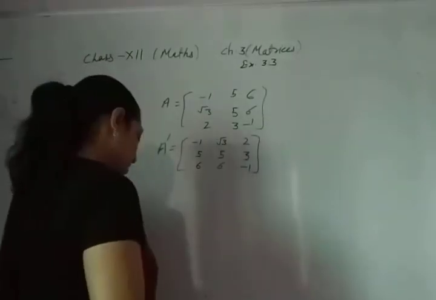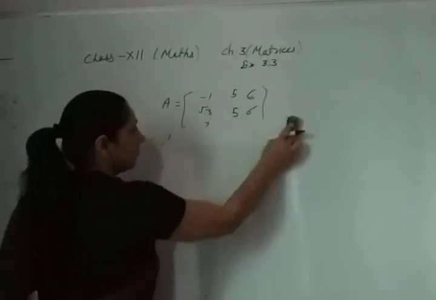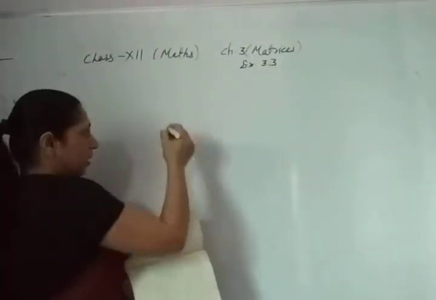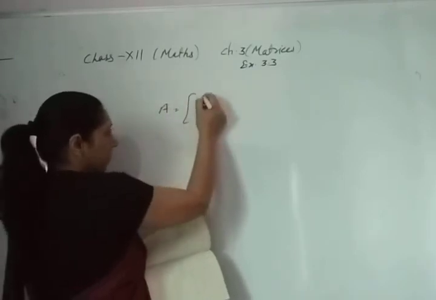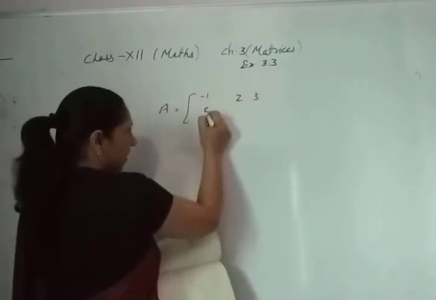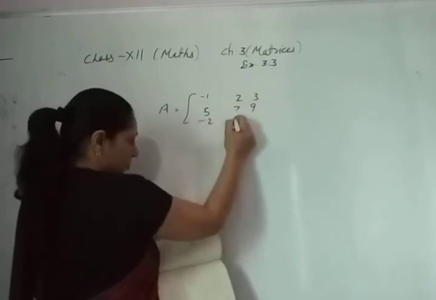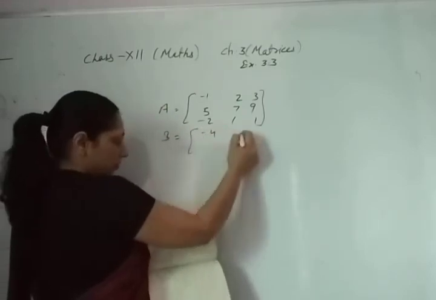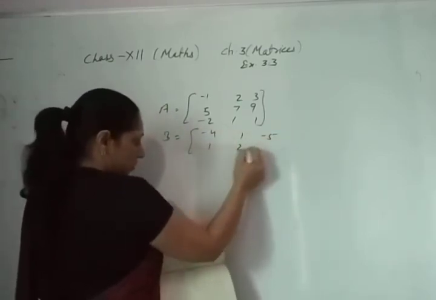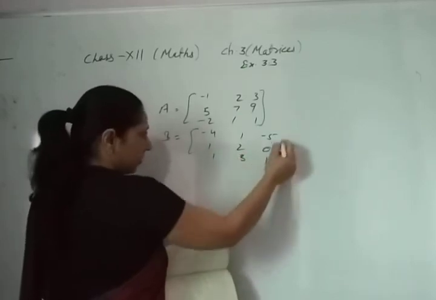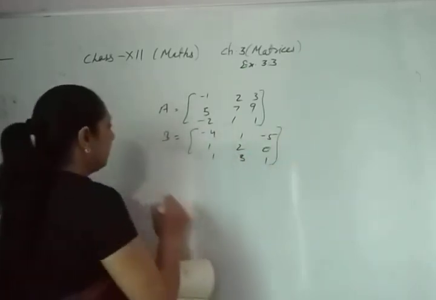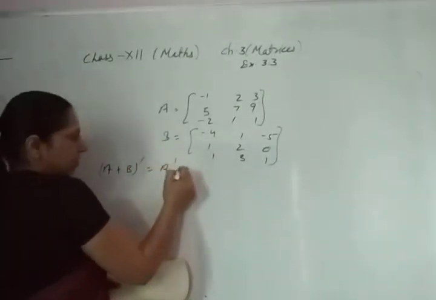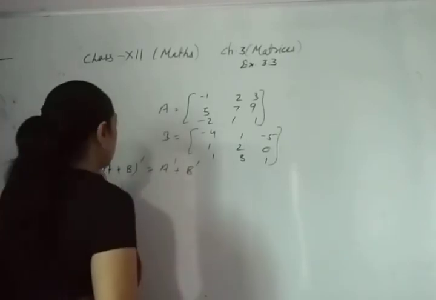Now come to the second question. A is equal to minus 1, 2, 3, 5, 7, 9, minus 2, 1, 1, and B is equal to minus 4, 1, minus 5, 1, 2, 0, 1, 3, 1. And we have to verify A plus B transpose is equal to A transpose plus B transpose.